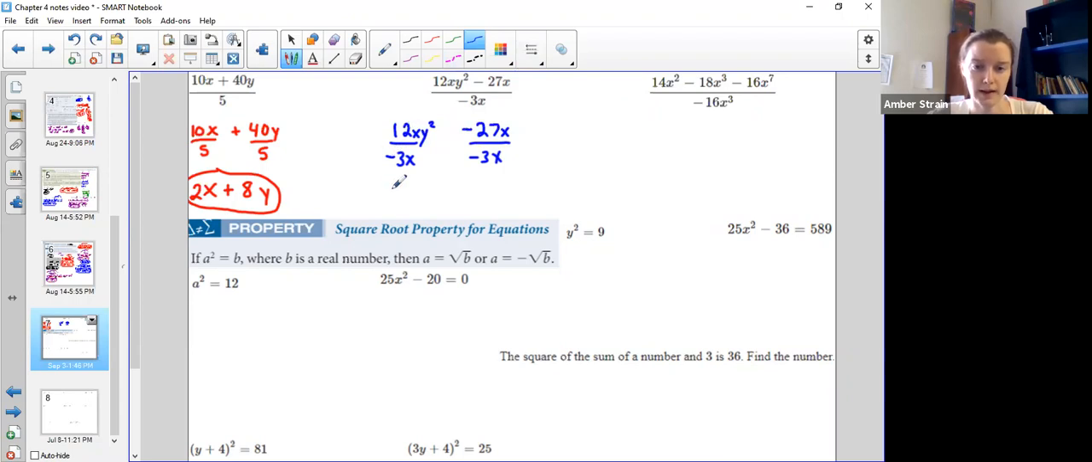Positive 12 divided by negative 3 is negative 4. This x and this x match up and cancel out, leaving only the y squared. Over here, now I can see that it was actually negative divided by negative is positive. 27 divided by 3 is 9, and both of those x's would cancel. So this right here is my answer.